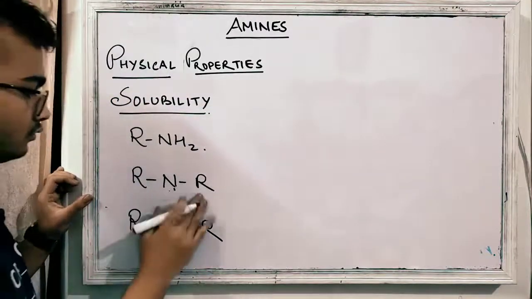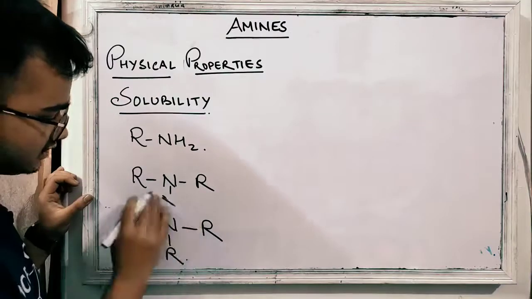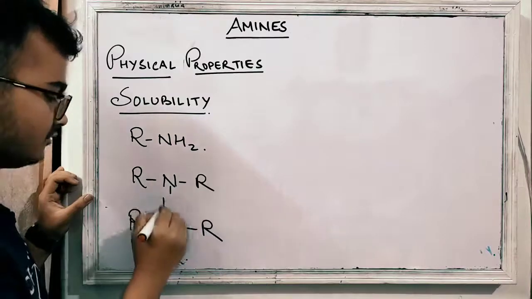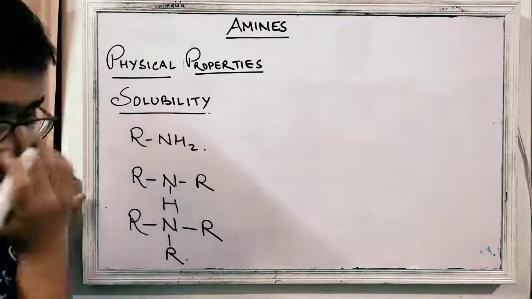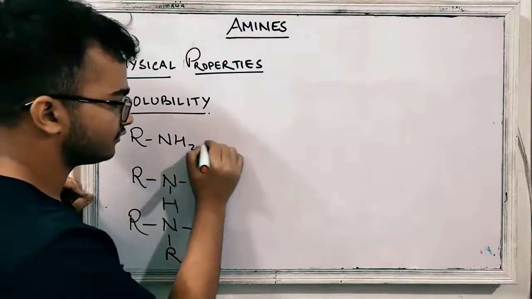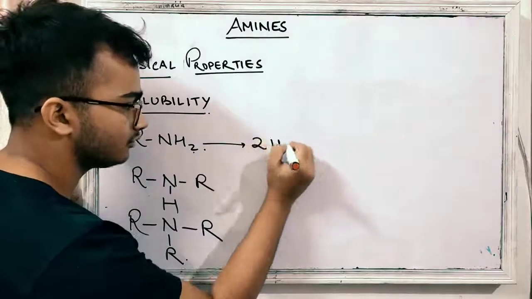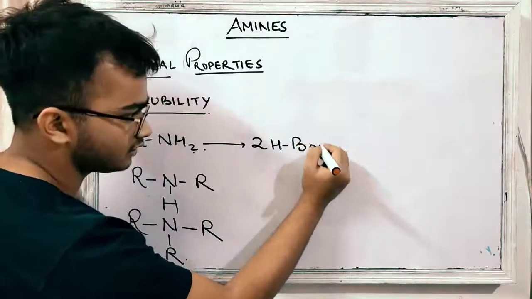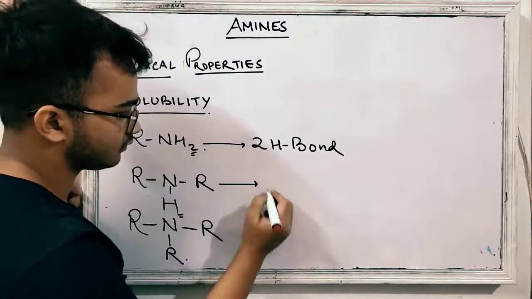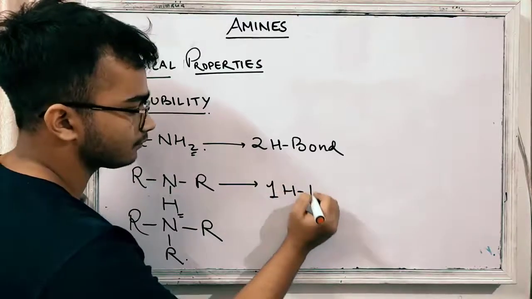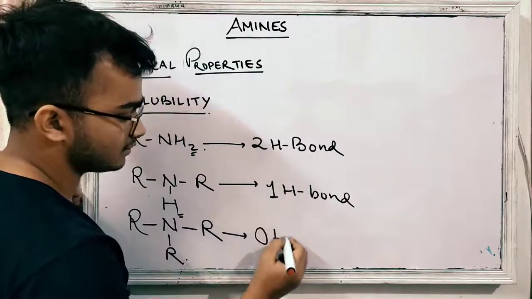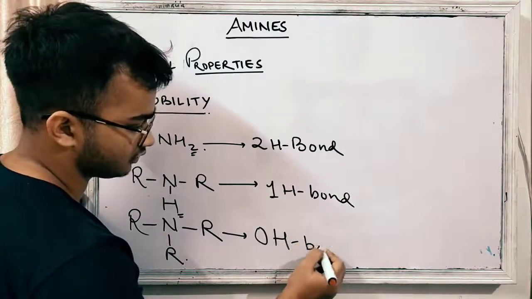Okay. So by seeing this, you can have an estimation of which is going to form more hydrogen bonding, because see a thing over here, since here there are 2 hydrogens, it has the ability to form 2 hydrogen bonds, right? This one, since this has 1 hydrogen, it has the ability to form 1 hydrogen bond, and this one does not have any ability to form hydrogen bond, so 0.